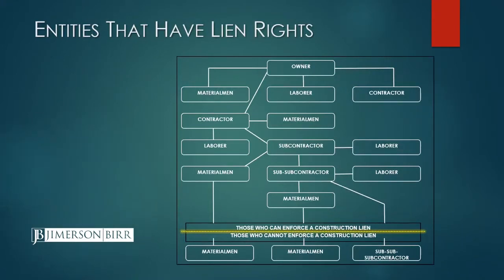So this next slide is just to try to give you a chart to help visualize, on the contract chain, who has lien rights and where the lien rights are cut off. As we talked about, a materialman to a materialman is not going to have lien rights, or a third tier subcontractor is not going to have lien rights, but the parties identified in the upper part of the chart will typically have lien rights.